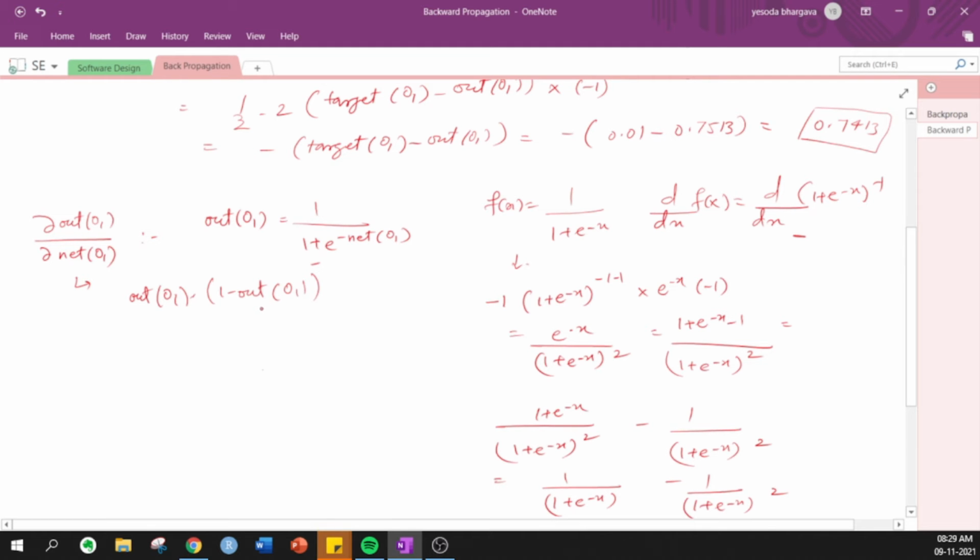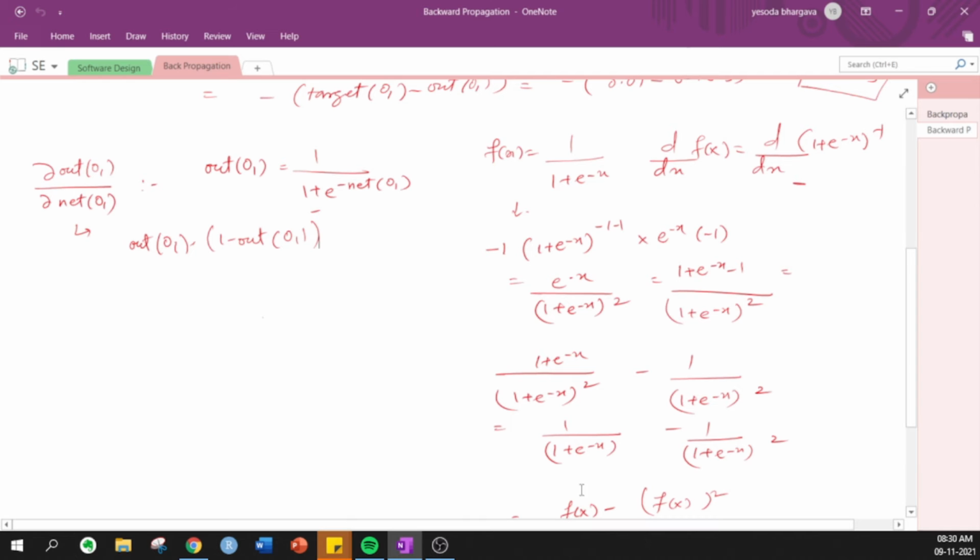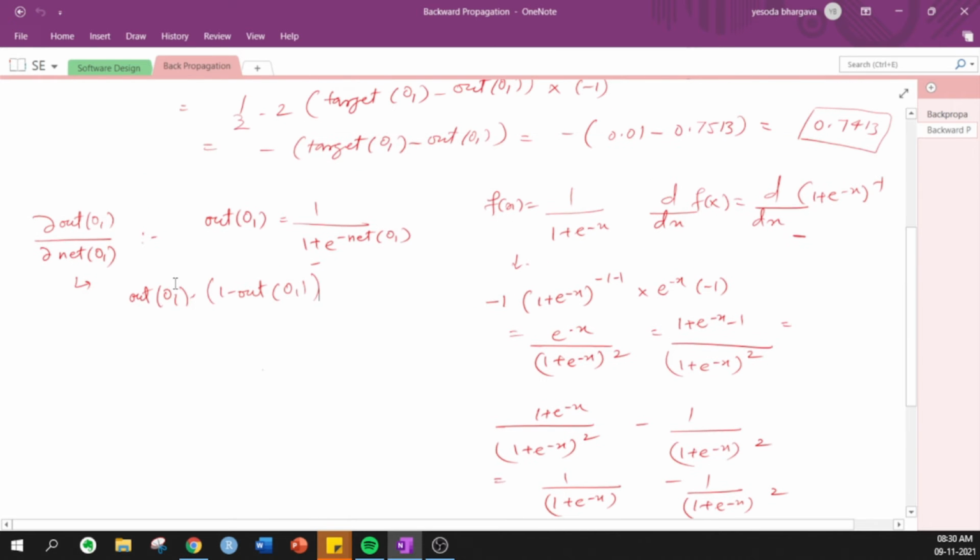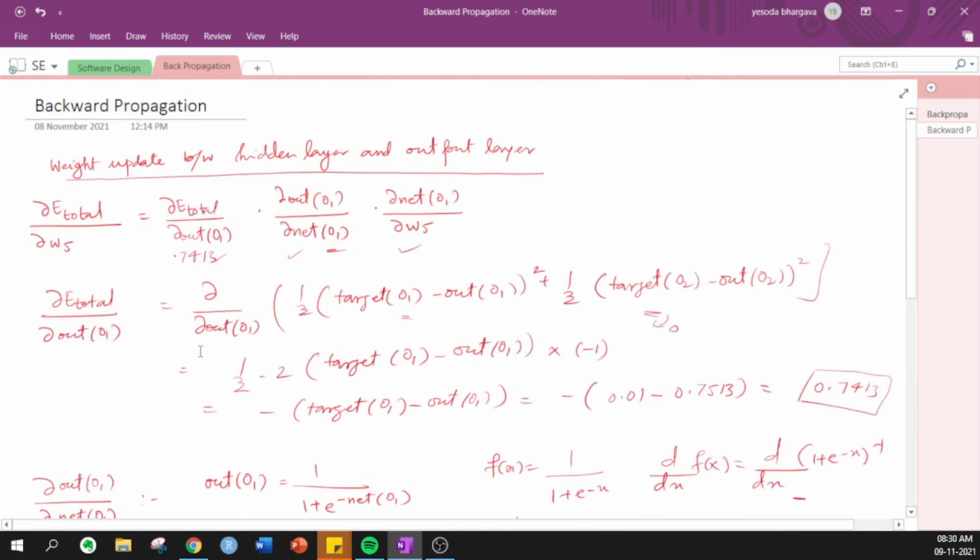Okay, it may sound a bit confusing here, but if you follow this particular approach, it will be in terms of net output of O1 only, but this is essentially output of O1. So this is how we write it, and this value will be 0.7513, which was output of O1, minus 0.7513. So this value is 0.1868. So this is the second term we have computed.